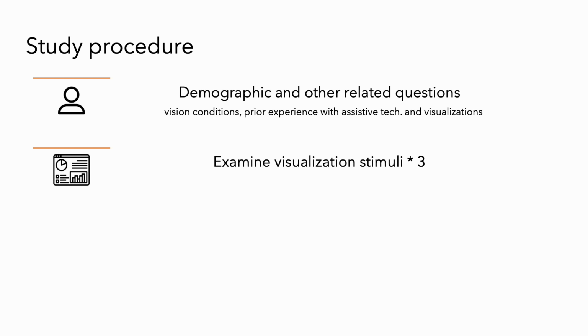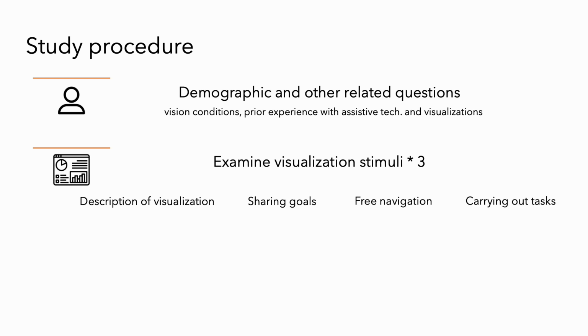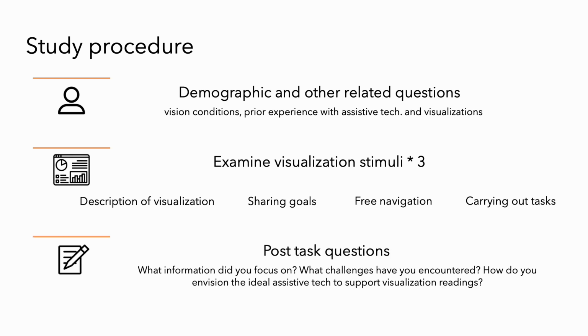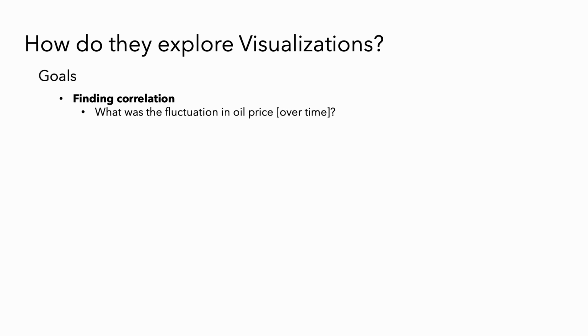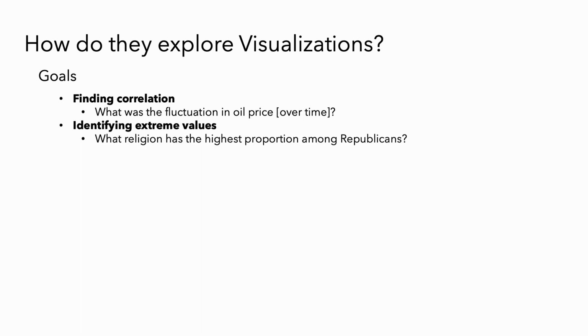For each visualization, we first provided a description of the visualization and asked what they wanted to do with the visualization. After that, we asked participants to freely navigate the visualization with their commonly used assistive technology. Once participants were done, we asked them to conduct analytical tasks we prepared. After examining all the visualizations, participants were asked about their experiences during the navigation. We analyzed participants' responses with the semantic analysis method. We found that the intended goals participants provided matched the low-level analytical tasks, and after classification, finding correlation was the most commonly mentioned goal, followed by identifying extreme values.